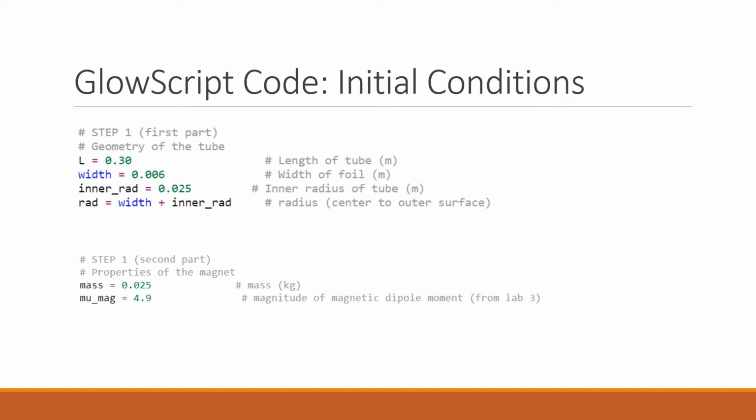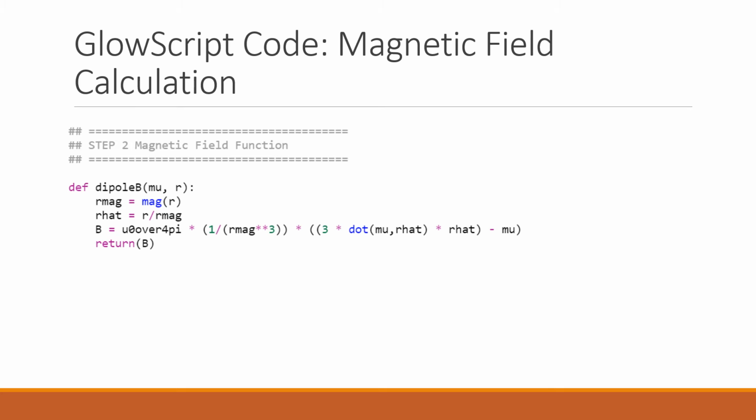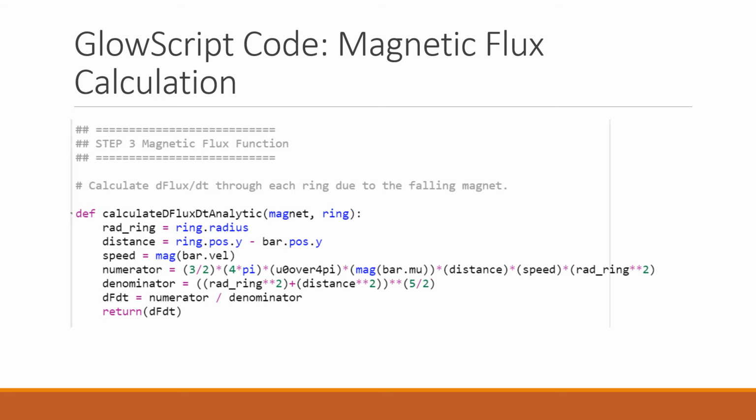Now I'm going to get into some snippets from my GlowScript code. So this first part and the second part is just me taking those measurement values from the previous slide and translating them into Python language. And here we have the code snippet for the calculation of the magnetic field. This is the code to calculate the magnetic flux.